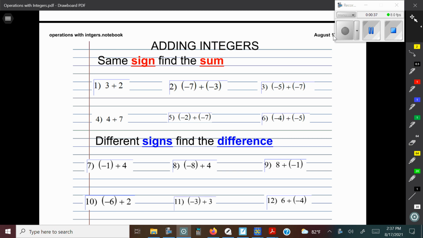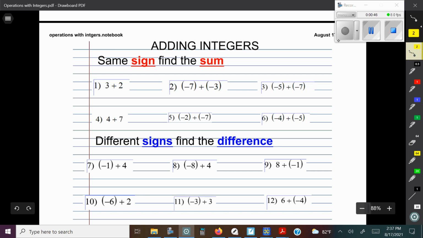Okay, so now I'm gonna go over these, and I've got two expressions here for adding integers. Same sign, find the sum, which means to add, and different signs, find the difference, which means to subtract.